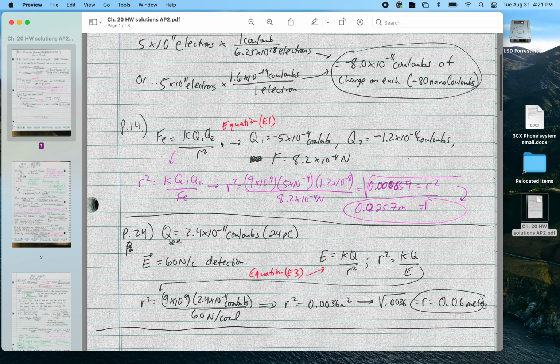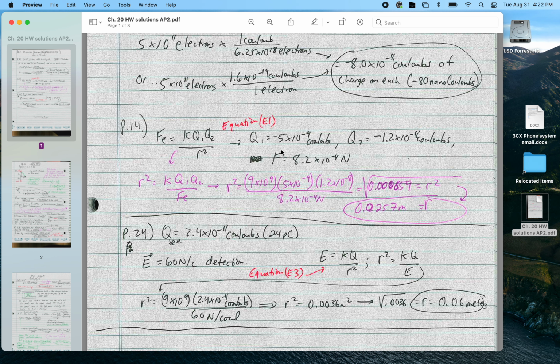For 14, you are asked to find the distance between charges. And I want to make sure that I'm looking this up right, so I'm going to take a second and open my book up. You can hear me shuffling the pages here.